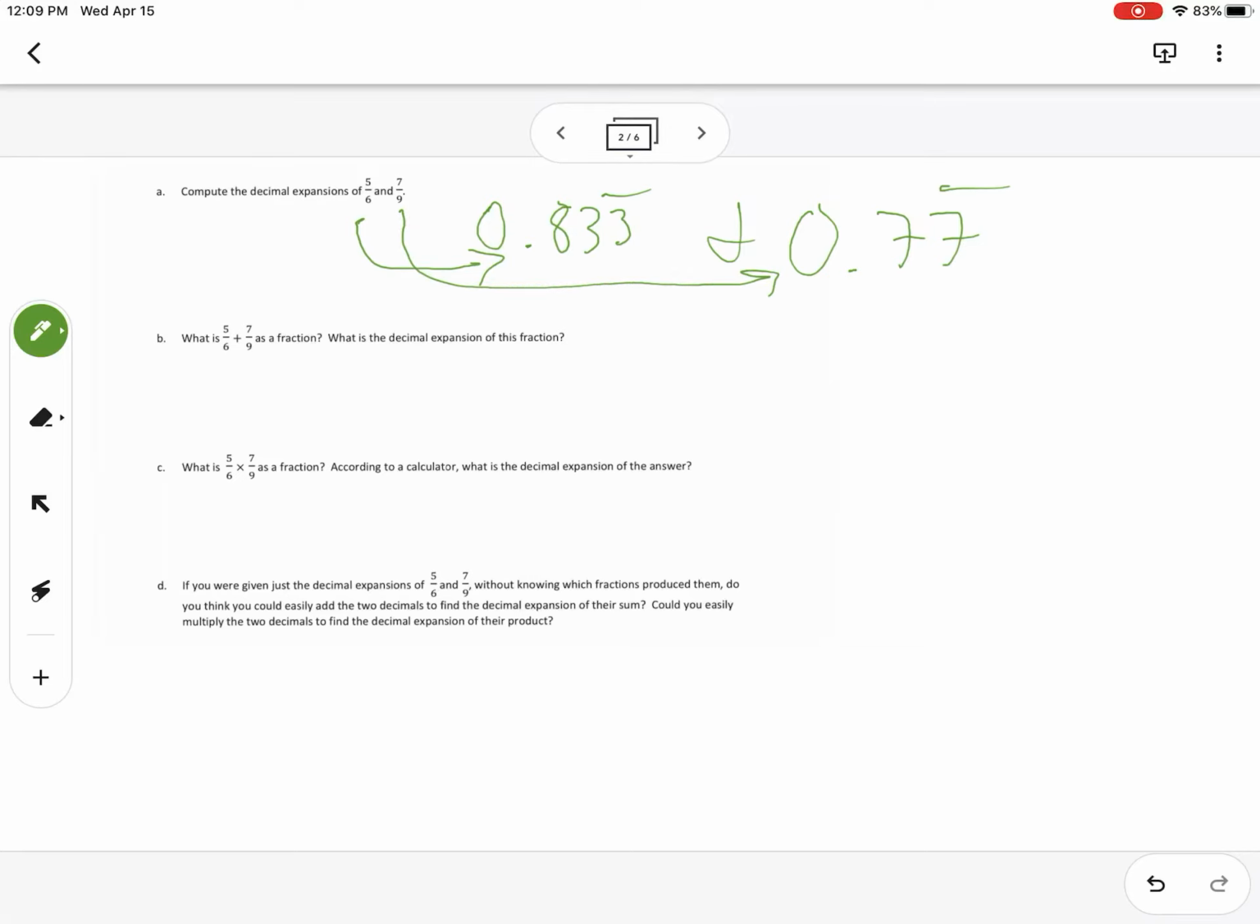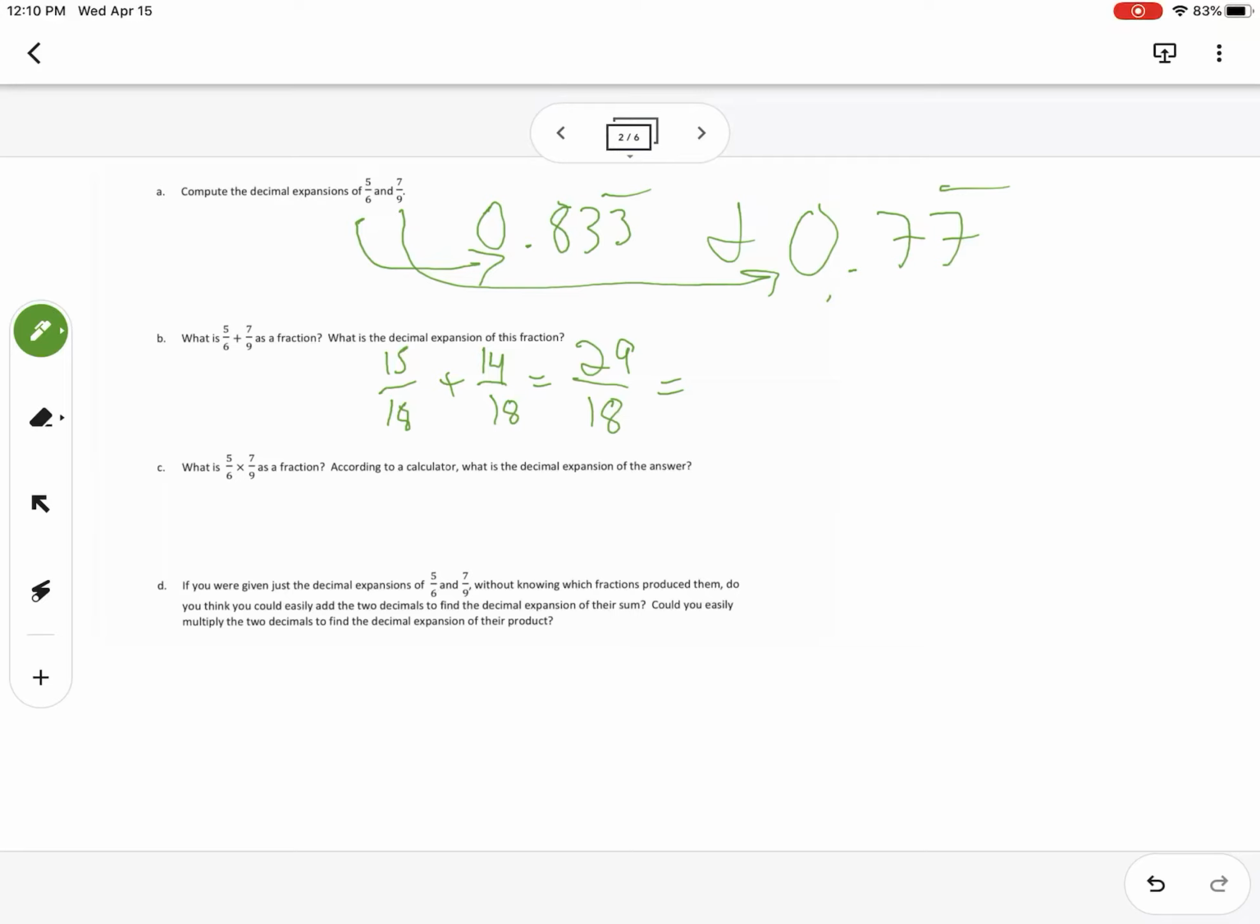Part B says, what is the answer to 5/6 plus 7/9 as a fraction? To add those two together, I can only add fractions if they have the same denominator. The smallest number that both 6 and 9 go into is 18. 6 turns into 18 by times 3, so whatever I do to the bottom, I must do to the top. 5 times 3 is 15. 9 turns into 18 by times 2, so 7 times 2 is 14. Now I'm allowed to add them because they have the same denominator, and 15 plus 14 is 29.